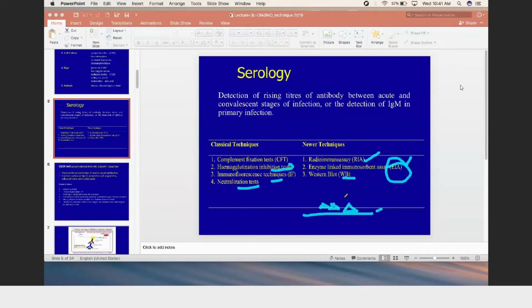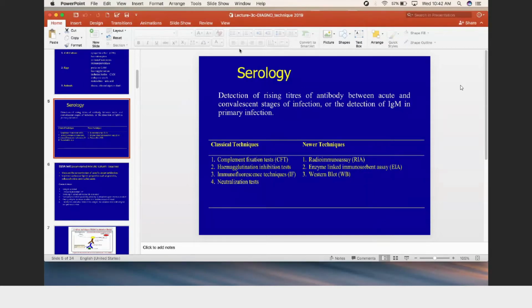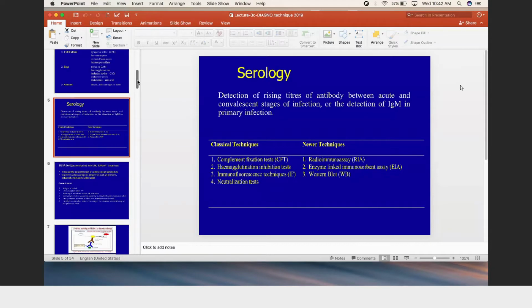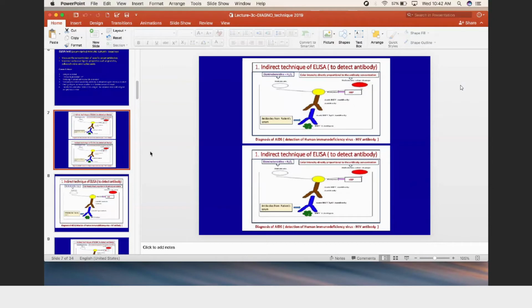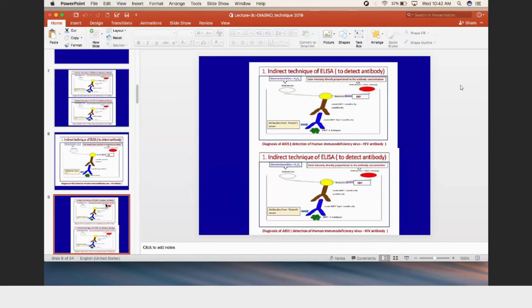Then we add the test serum here. Then we add another layer, just like ELISA, an antibody already linked with the enzyme, and add the substrate to make it color whenever it is positive. Positive means yes, there is a reaction: the antibody is there against whatever disease agent you tested. So this is the principle here. You go back and read carefully. If you don't understand, you ask me.